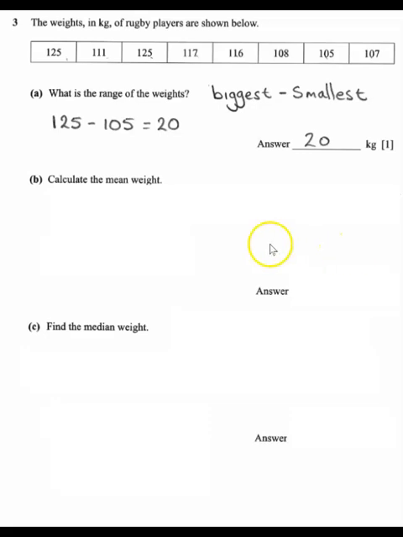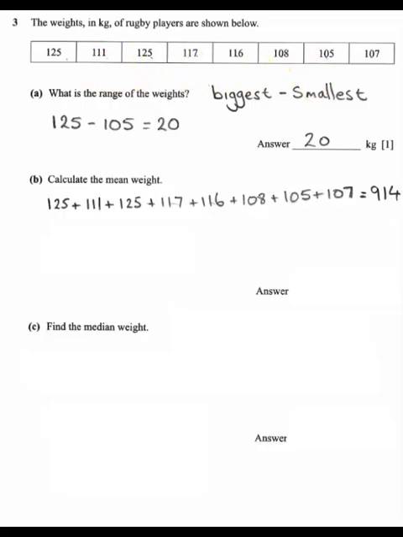Calculate the mean weight is the second one. You add all your numbers up and you divide with how many there is. So when we add all of them up, we get 914, and there's 8 numbers altogether. So 914 divided by 8 is 114.25, and that would be your mean.